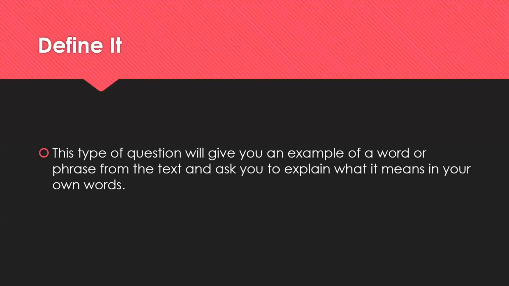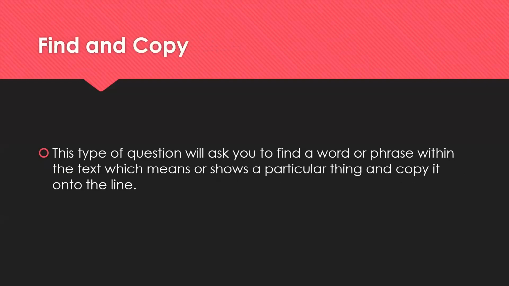And you have to explain it, define it as clearly as you can. Find and copy is probably the most straightforward. You get given a word from the text and you have to find and copy its synonym, or maybe they say, find a word that means blank, and then you have to find that word. So that one's more just spotting it and copying it down. You don't have to use your own words for questions like that.